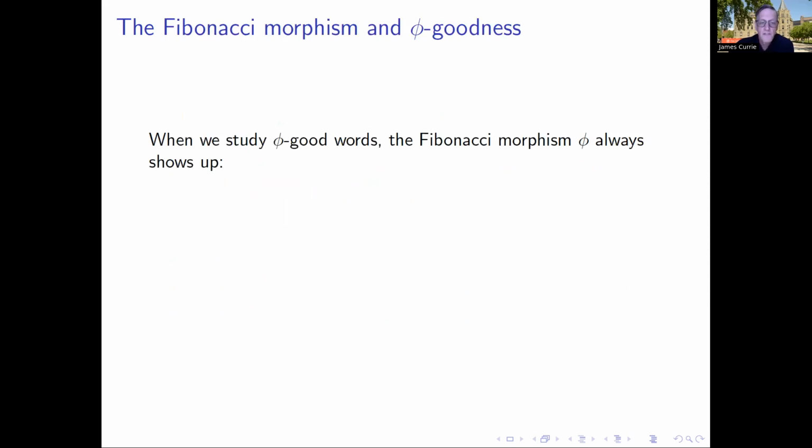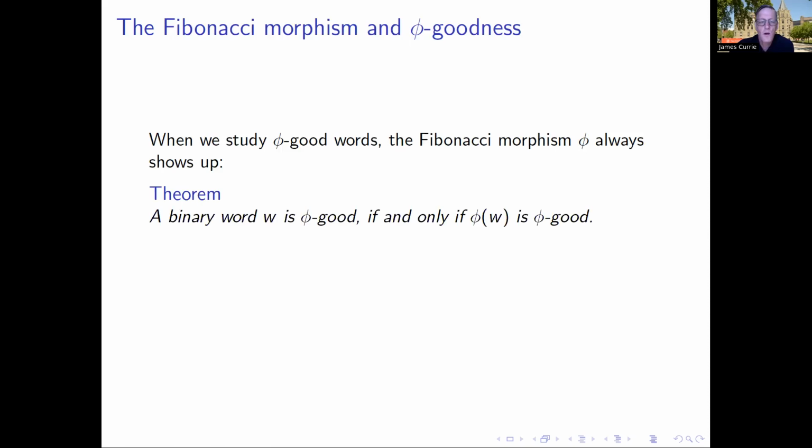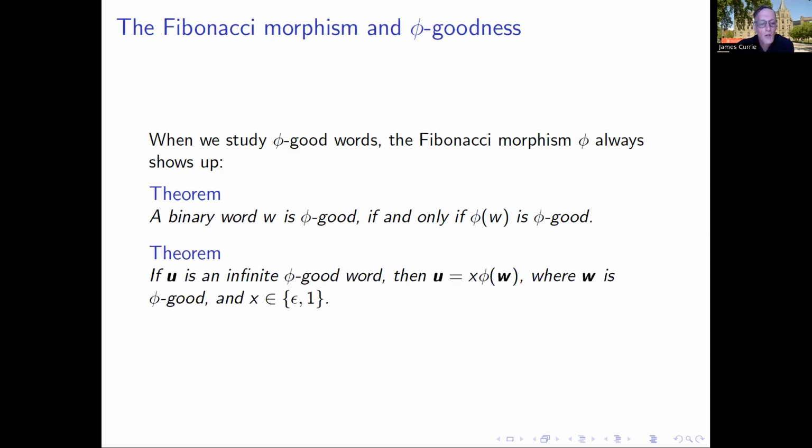Now, when we study these phi good words, the Fibonacci morphism always shows up. The finite version is a little bit ugly. So I'm just going to say, if I have a finite binary word, a binary word W is phi good if and only if the image of W under phi is phi good, hence the name phi good. And when I look at an infinite phi good word, then it looks like the image under phi of a phi good word. And I have only added on a single letter, or nothing.